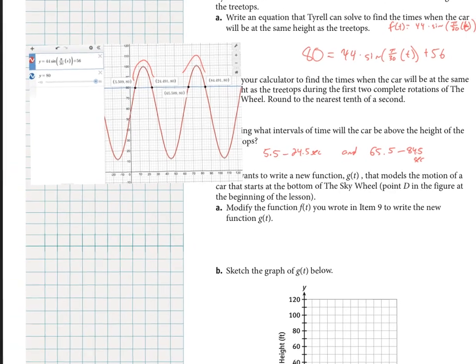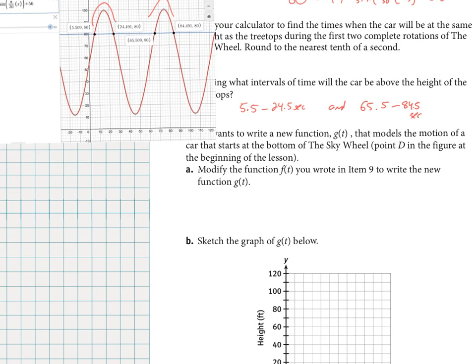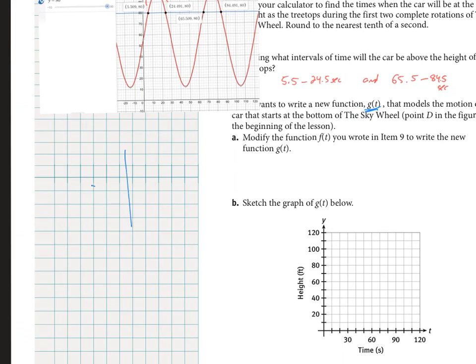Okay. So now we're going to switch colors and we're going to see how we modify this function a little bit. So now we want to write a new function, g of t, that models the height of the car starting at the bottom, point D. So let's draw a quick picture here. Okay, here's our Ferris wheel. I'm going to be at point D. So this is at the bottom. So remember at 0 seconds, it's at a height, g of t, equal to 12.